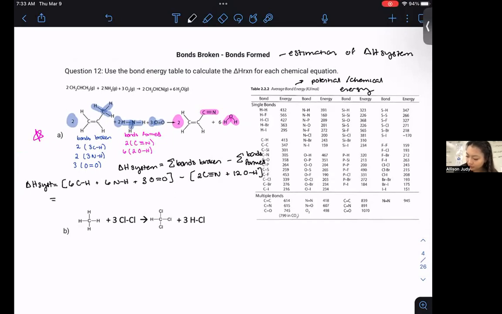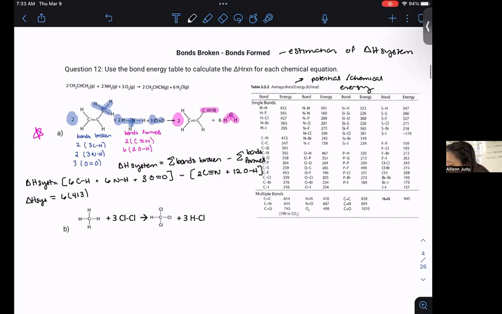What this adds up to then is 6 times 413, if you use the table next to me on the right side, which we would find is the C-H bond, plus 6 times, where's the N-H bond? 391, plus 3 times, where's the double O, double O?